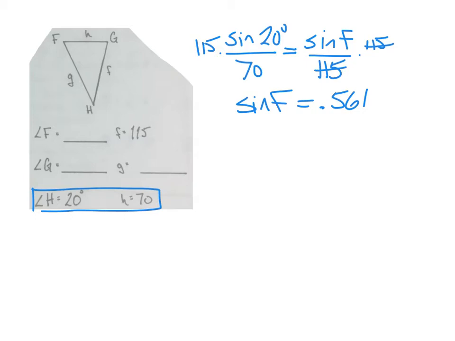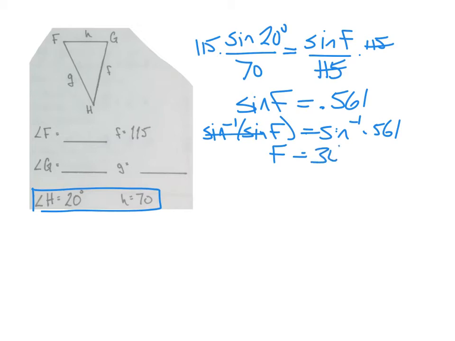To get rid of sine, of course, we take the inverse sine of sine of f, and then we'll take the inverse sine of 0.561. When we do that, inverse sine and sine will cancel, and we see that f is 34.186. So we'll put that in, 34.186 degrees.